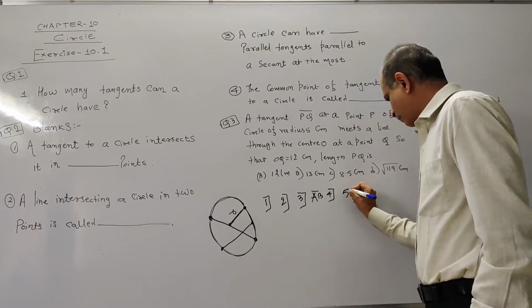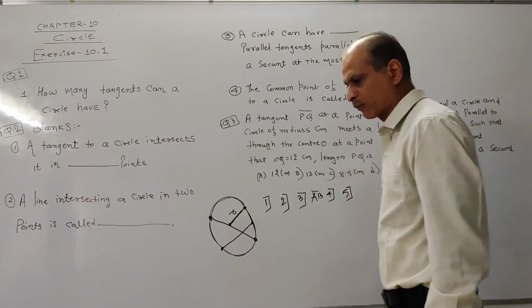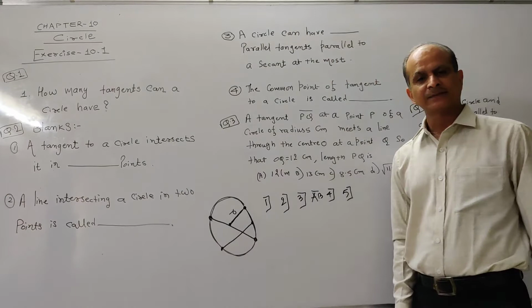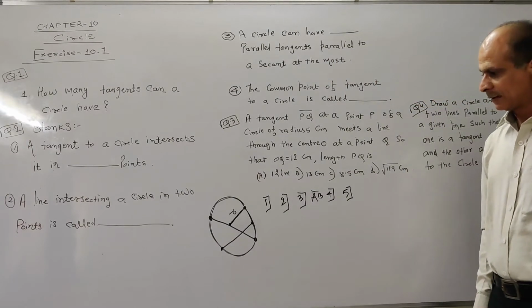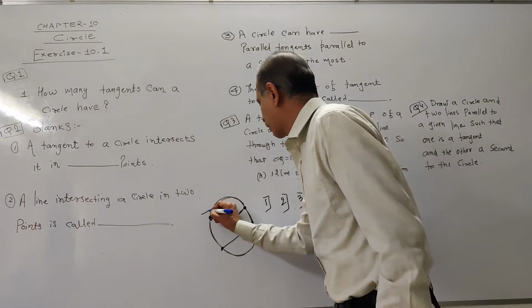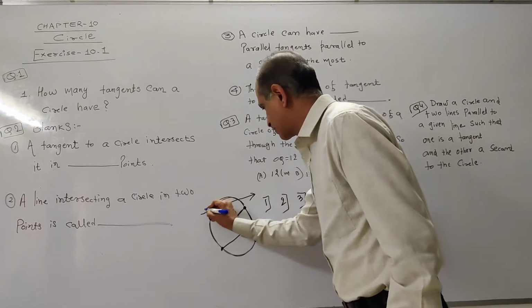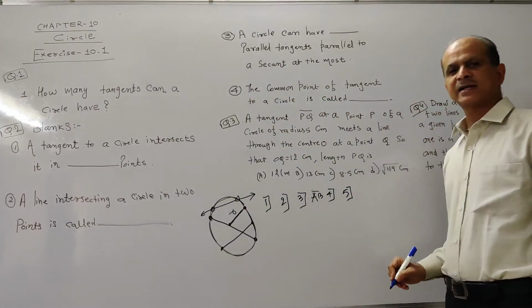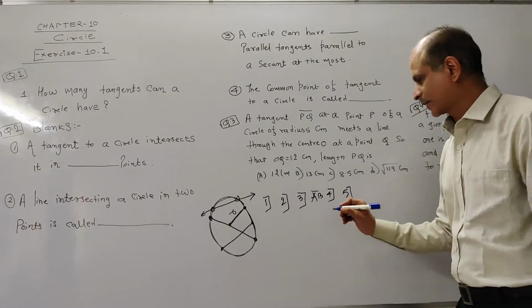Well, then we have discussed the concept number 5, and that is secant of a circle. A line which intersects the circle in two distinct points is known as a secant of a circle.